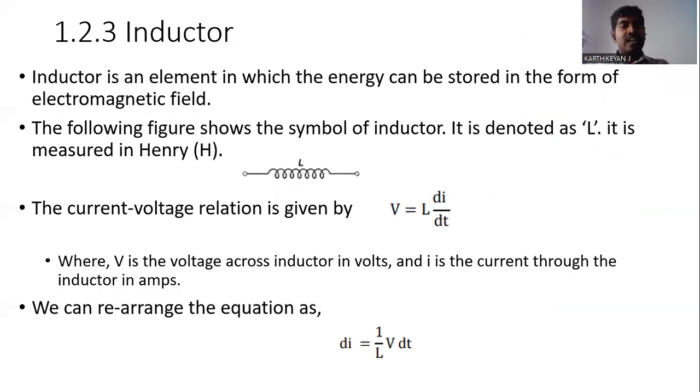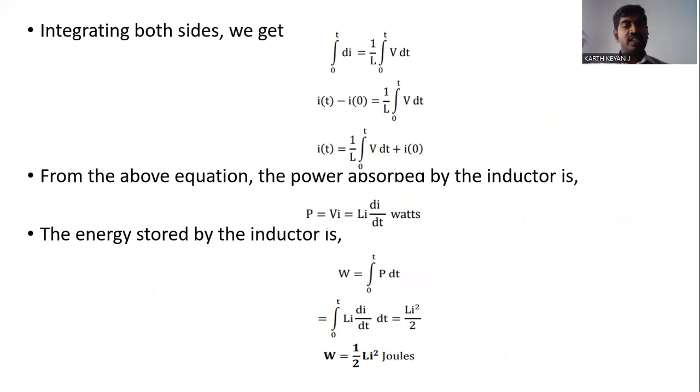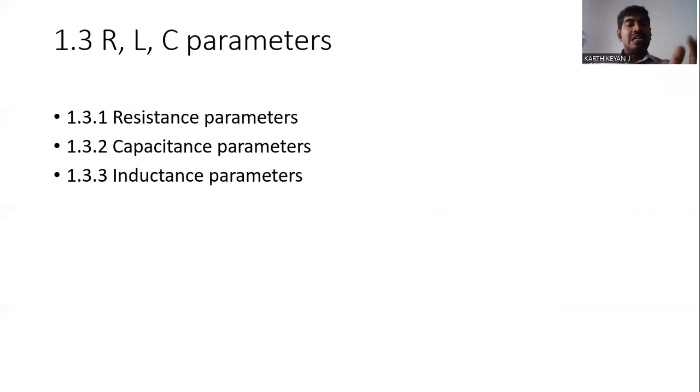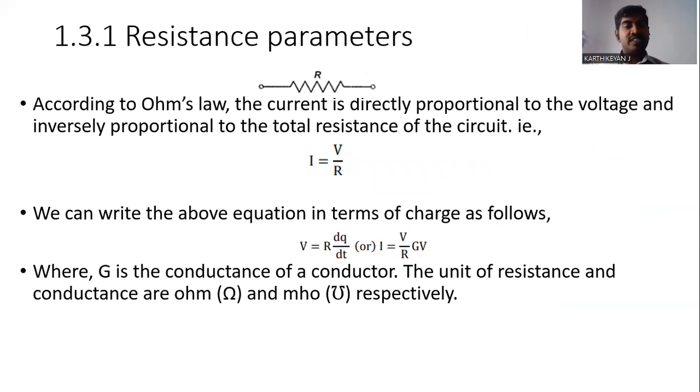Inductor. An inductor is an element in which energy can be stored in the form of an electromagnetic field. The figure shows the symbol of the inductor. The current voltage relation is given by V equals L into dI by dt. We can rearrange the equation, dW equals L I dI. So the energy stored in the inductor is given by W equals half L I squared. So these are the parameters: resistance, capacitance, and inductance parameters.